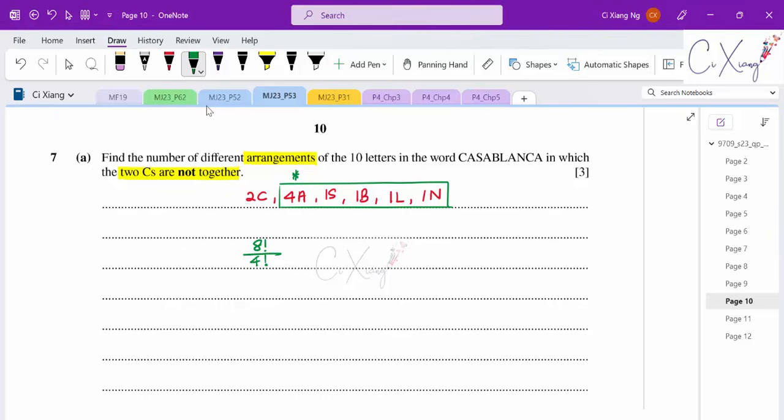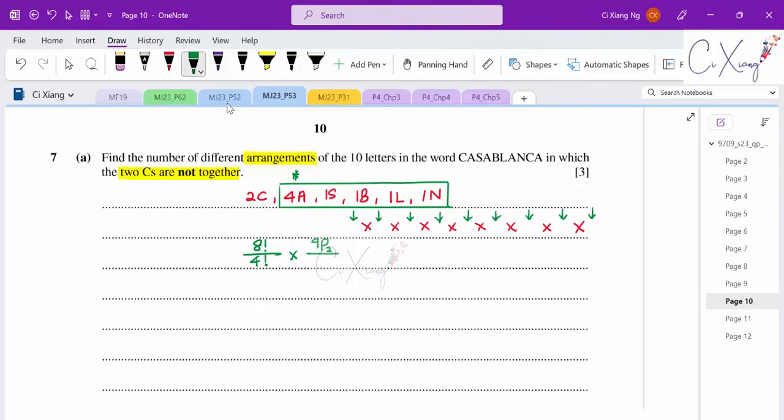After that, I want to slot in the 2 Cs between the letters. Let's say I have 8 letters: 1, 2, 3, 4, 5, 6, 7, 8. To slot in the 2 Cs, I have to slot them into the spaces between the 8 letters to ensure that the 2 Cs are separated. How many empty spaces are available for the 2 Cs? If you count the arrows here, 1, 2, 3, 4, 5, 6, 7, 8, 9, there are 9 spaces available for the 2 Cs. So I want to arrange 9P2, that means arranging the 2 Cs into the 9 available spaces.